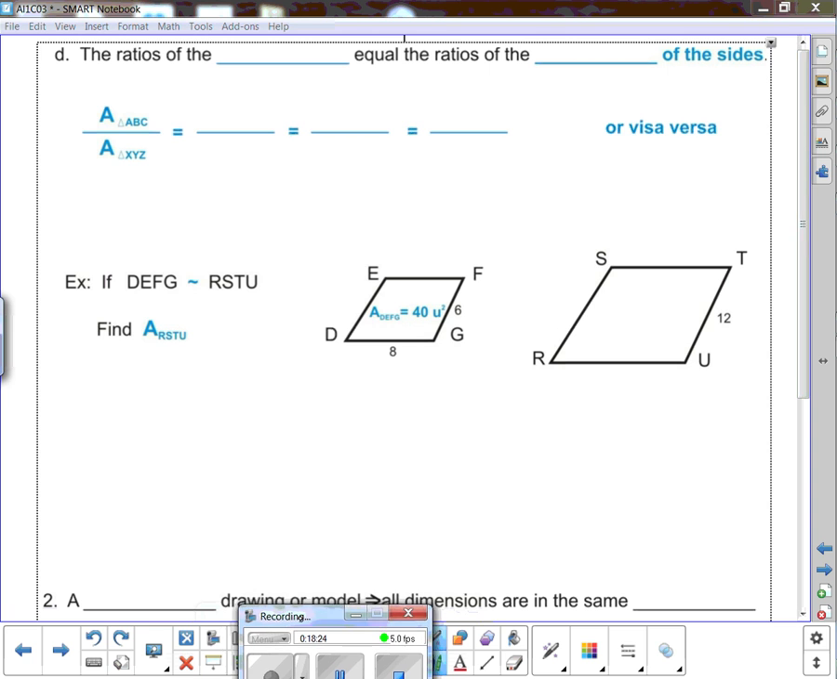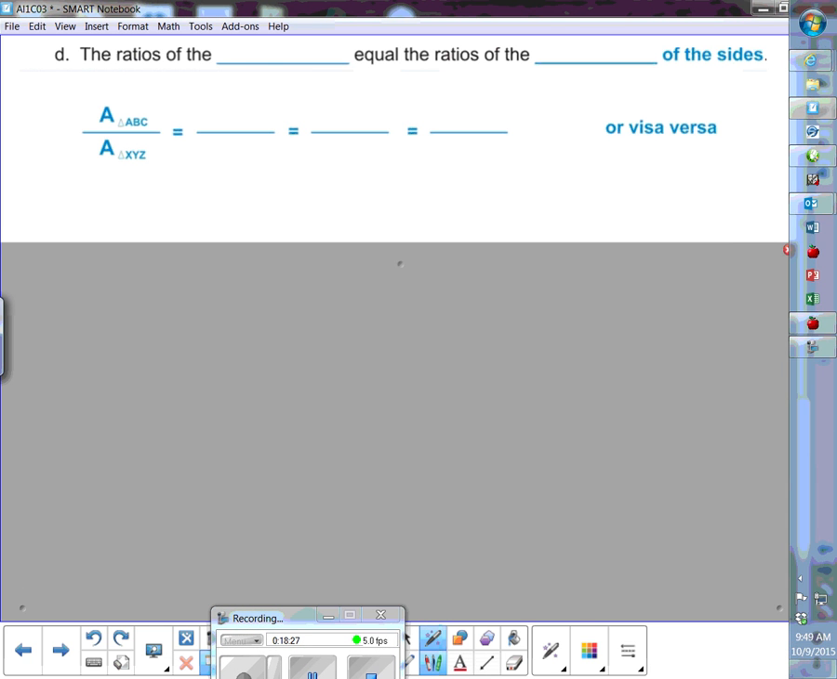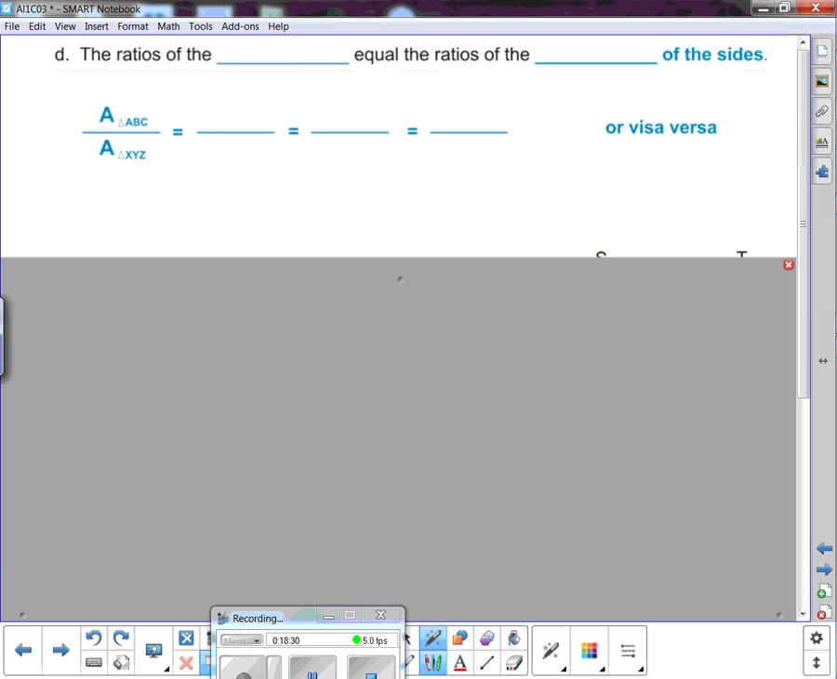All right, be careful on this one. Students get this one confused. So perimeter's nice. It's normal. However, the ratio of the areas is different. The ratio of the areas equals the ratio of the square of the sides. Don't lose sight of that word square.